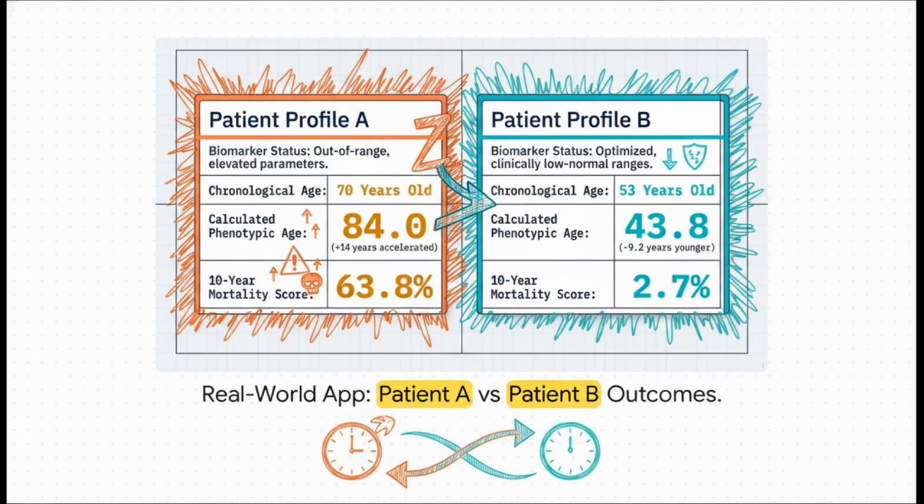Now, contrast that with patient profile B, a 53-year-old with optimized clinically low normal ranges. Biologically, they are calculating at just 43.8 years old, almost a full decade younger, which drastically plummets their mortality risk to just 2.7%. I mean, that is the raw power of phenotypic age.